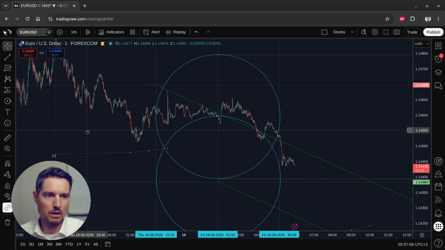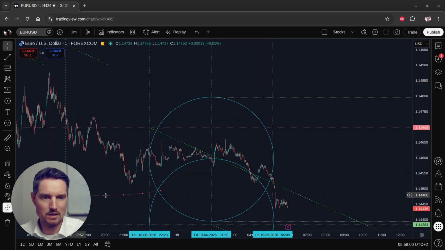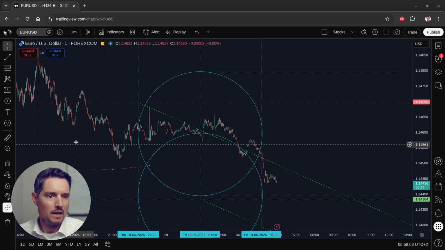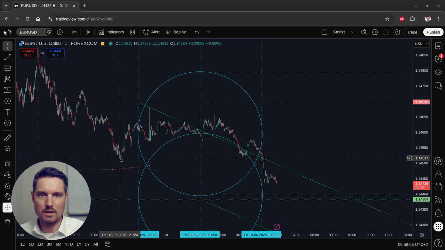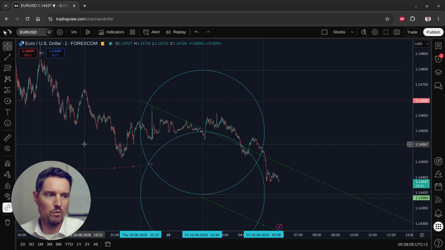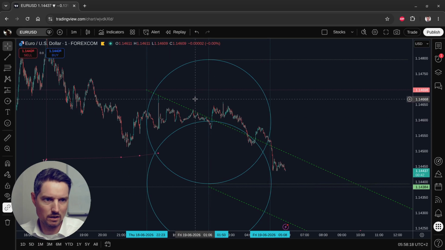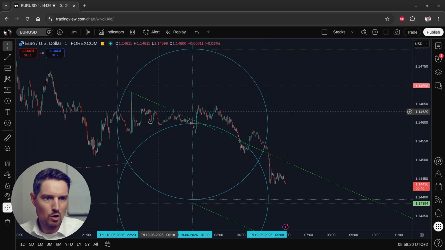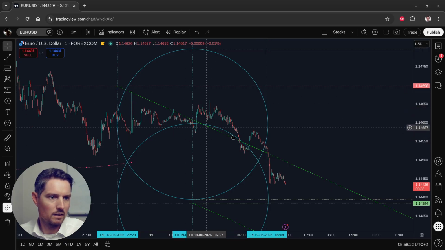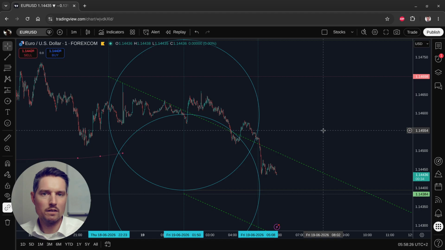Interestingly enough, we had this 1x spacetime mathematics line right here, and price didn't actually go deep enough to hit this line in order to make a reversal. So we're still bearish, and this is reflected in price action overnight. Price did touch or test this line over here.